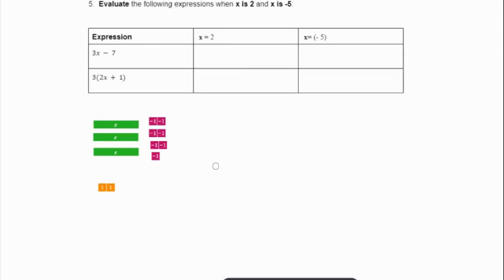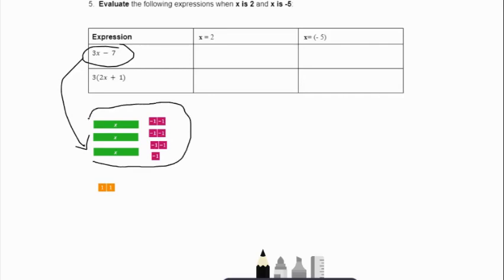For number 5, we're going to evaluate two different expressions for different values of x. So let's start with this one, 3x minus 7. And I've drawn it down here as well, just so we can sort of visualize what that looks like. So 3x minus 7, we have our 3x's and our 7 negative ones. So we want to look at what this is going to look like when x equals 2.